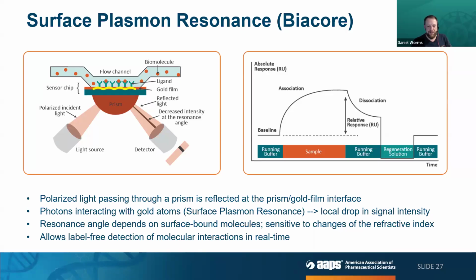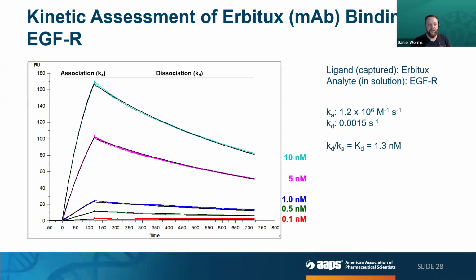So next slide, please. All right, this is an example of a kinetic assessment of Erbitux binding to EGFR. Erbitux is a monoclonal antibody that binds to the epidermal growth factor receptor, or in short, EGFR. And Erbitux inhibits growth of cancer cells by binding to EGFR, and it also induces antibody-dependent cellular cytotoxicity. In this experiment, Erbitux was captured as the ligand on the sensor chip surface, and EGFR was injected into the system as the analyte in solution at 5 different concentrations.